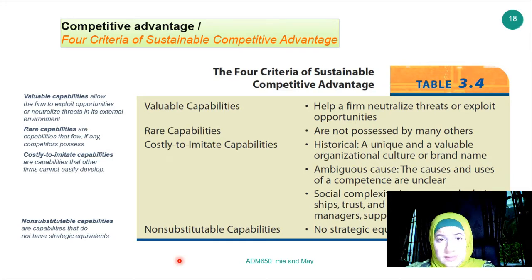So what are the criteria? There are 4 criteria of sustainable competitive advantage. Number 1 is valuable capabilities. What is valuable capabilities? It is a capability that allows the firm to exploit opportunities and helps a firm neutralize the threats. One good example about valuable capabilities is the capabilities that the government of Malaysia has in combating COVID-19.